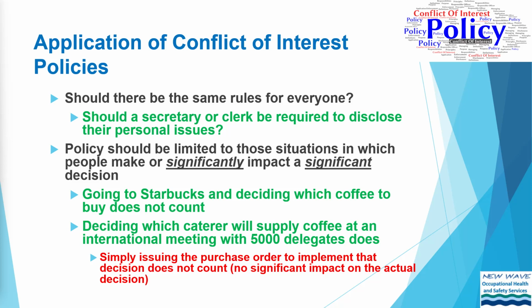You also need to define to whom the policy applies. Remember, a good conflict of interest policy should recognize differences in the ability to impact decisions and limit its application to those people who make or significantly impact significant decisions. For example, going to Starbucks and deciding which coffee to buy does not count as a significant decision. Deciding which caterer will supply coffee at an international meeting with 5,000 delegates does count.